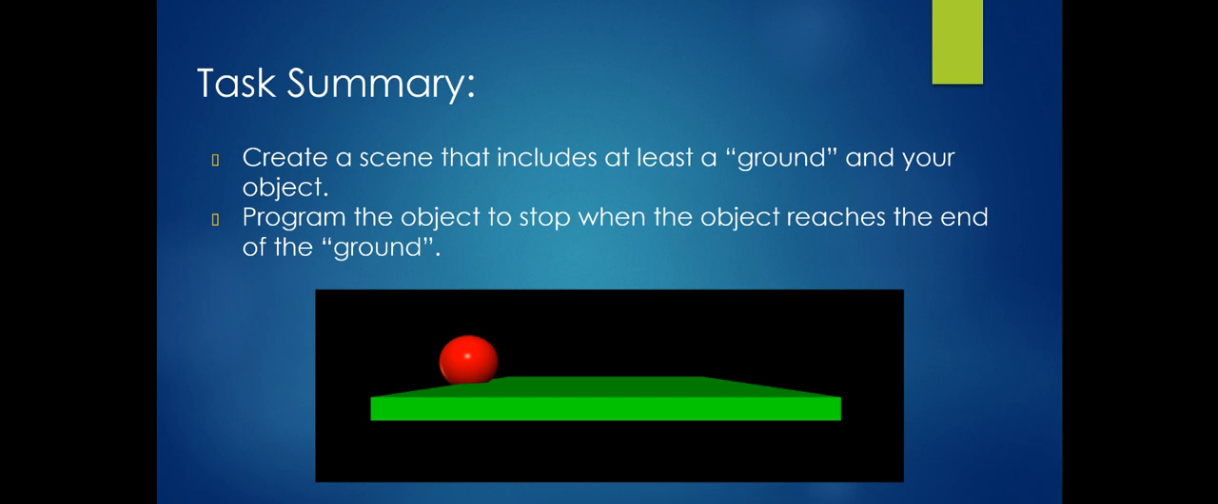And here's what I want you to do. There will be a couple other assignments posted in Classroom, but this one right here, I want you to create a scene that includes at least a ground and your object. You can have more than one thing, and you can change it from a sphere to a triangle. I don't really care what you make it into. And then you want to program the object to stop when it reaches the end of the ground. So that's your goal. Start your ball moving and have it stop at the end of your ground.